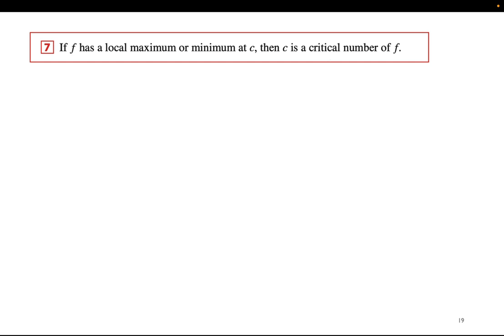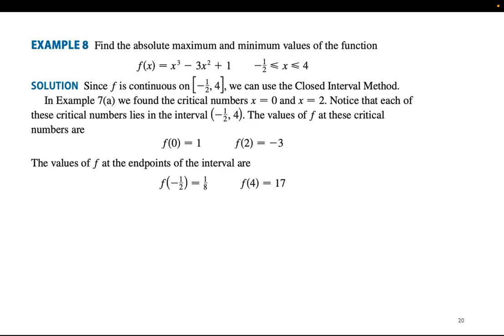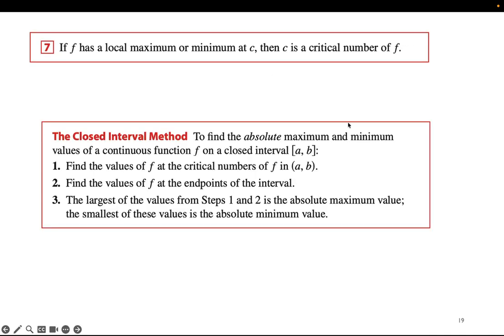So that's a little bit confusing, so let's do an example. We have to do an example in a moment, but before we do that, let's talk about tying this back. This is local max, local min, but there is also absolute max and absolute min. So here's the theorem that helps us find absolute max and absolute min. We need the function to be continuous on a closed interval. Earlier we had a theorem called the extreme value theorem, so this is why we need that. So we can find absolute max and absolute min by first finding critical numbers.